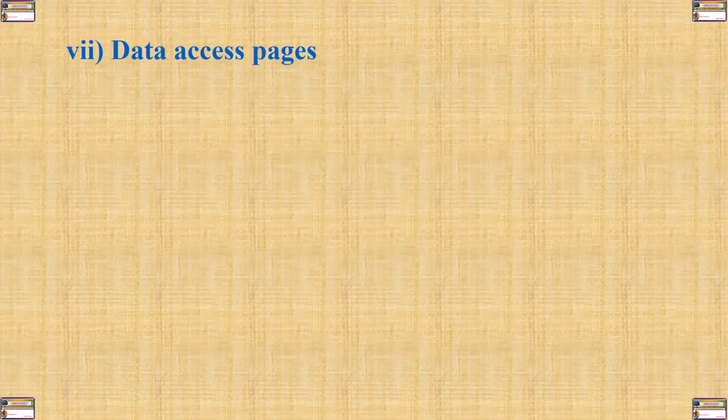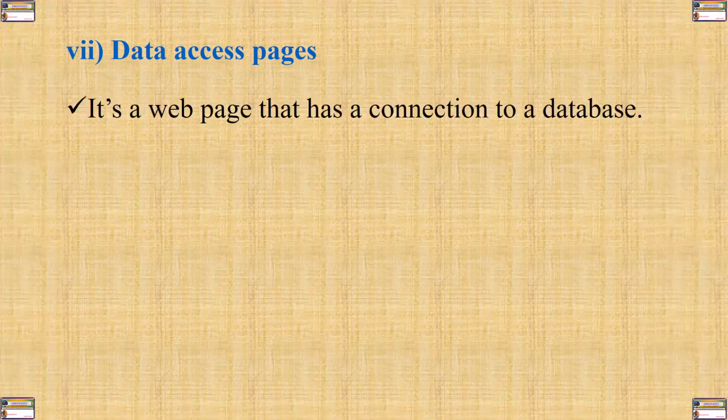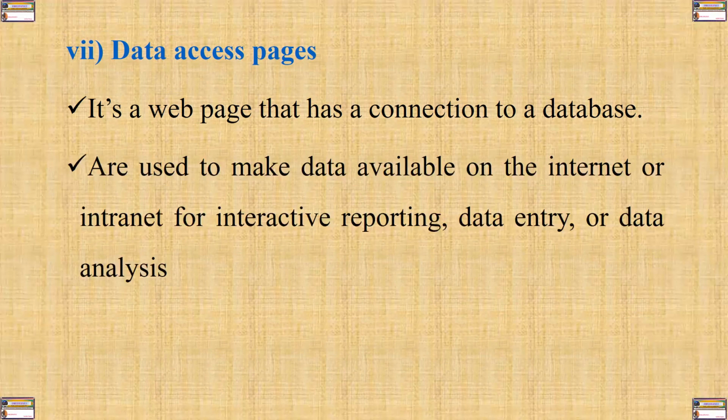The seventh type of object is data access pages. It is a web page that has a connection to a database. They are used to make data available on the internet or intranet for interactive reporting, data entry, or data analysis.